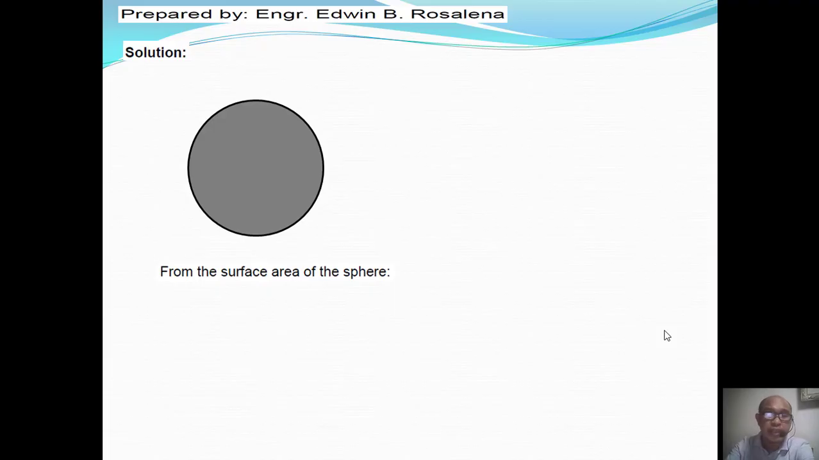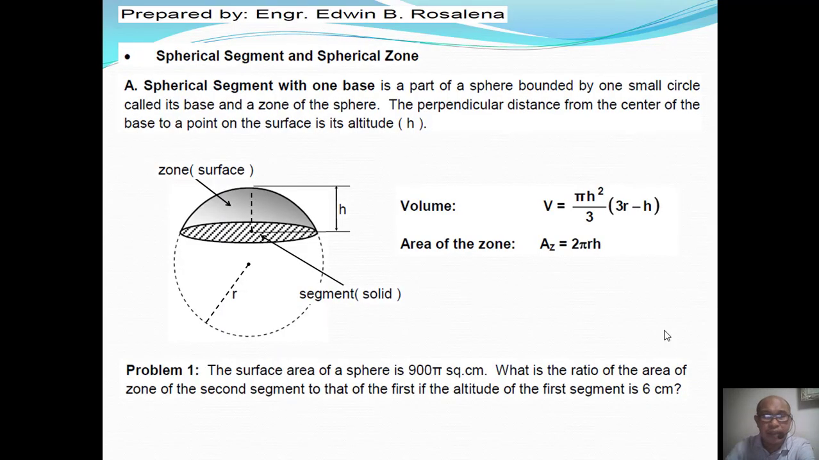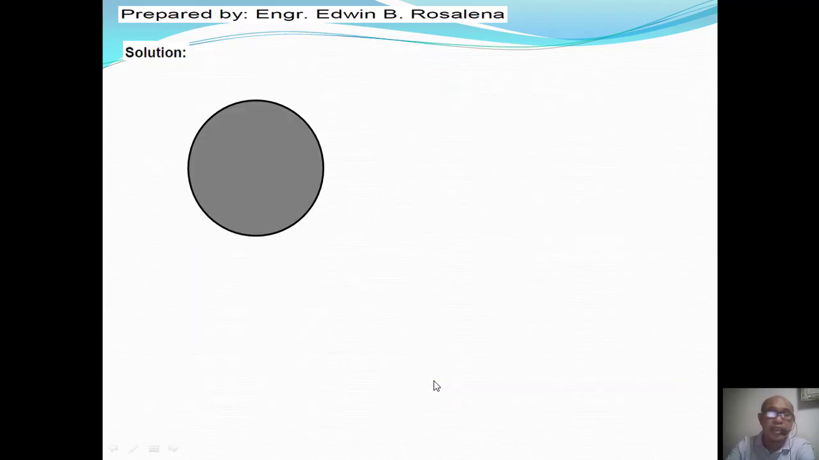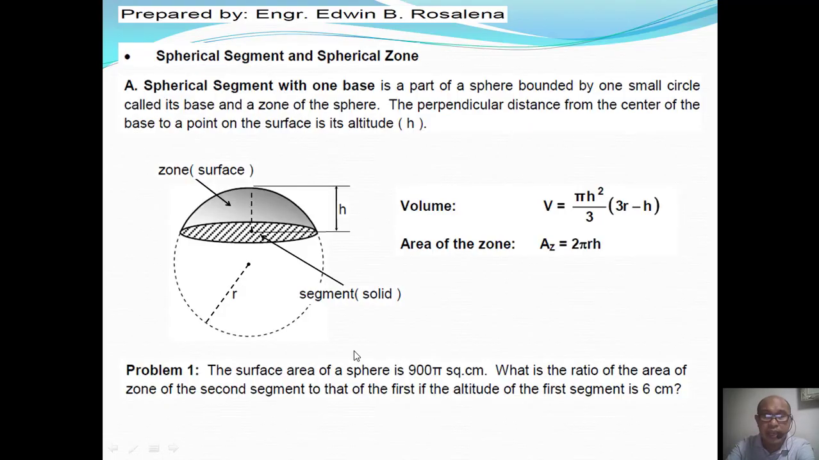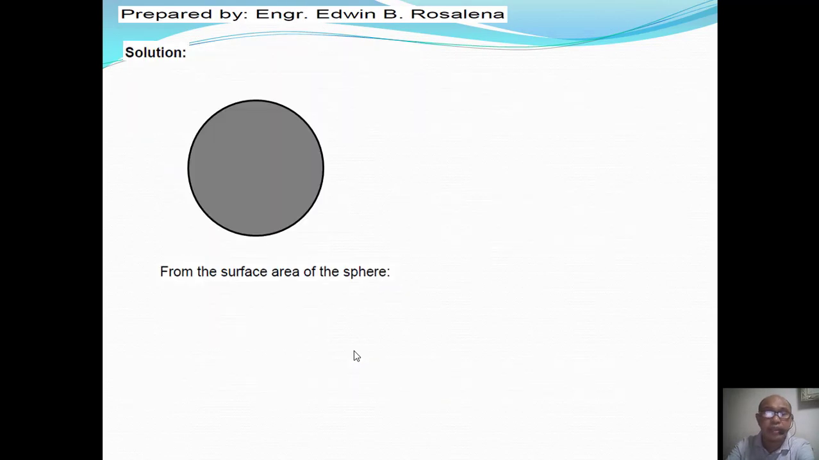So, we are given the sphere, and from the formula for the surface area, recall we are given the surface area. Okay, so that is 4 pi r squared. So that is equal to 900 pi. So r is equal to 15. So r is equal to 15 centimeters. Okay. So the diameter is equal to 30.